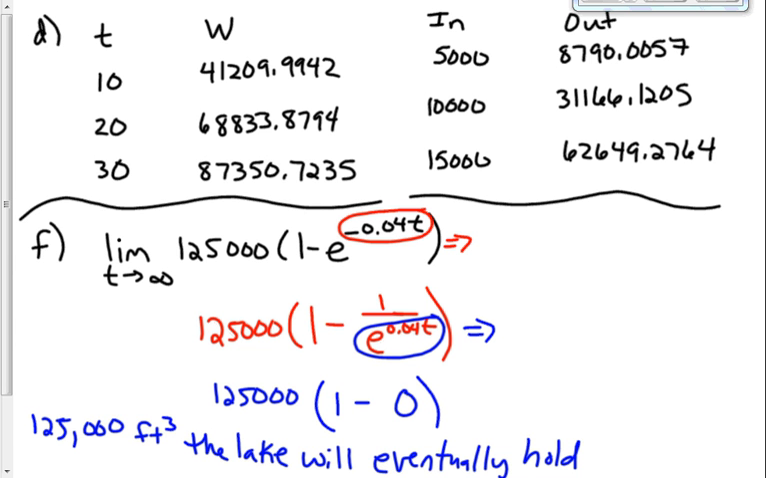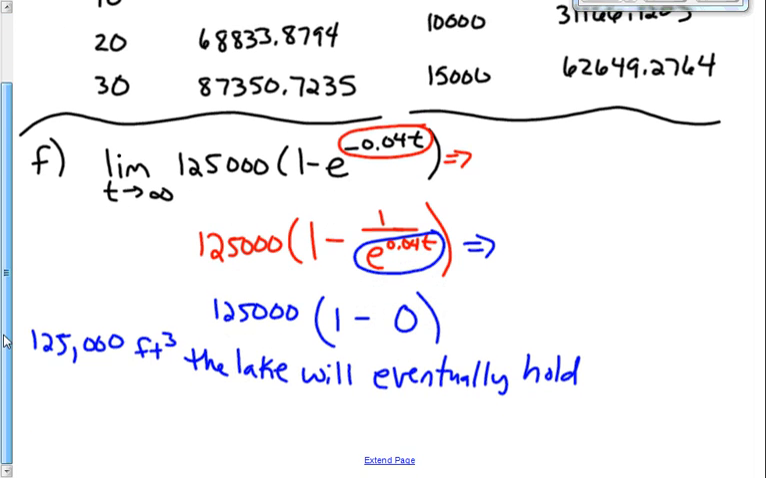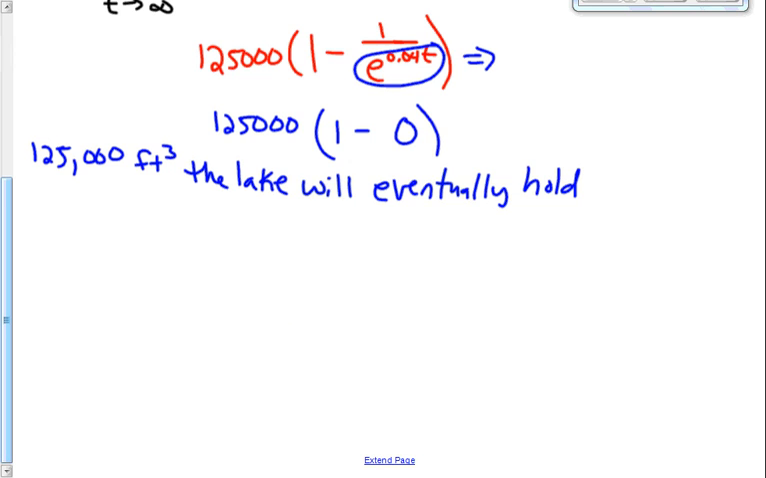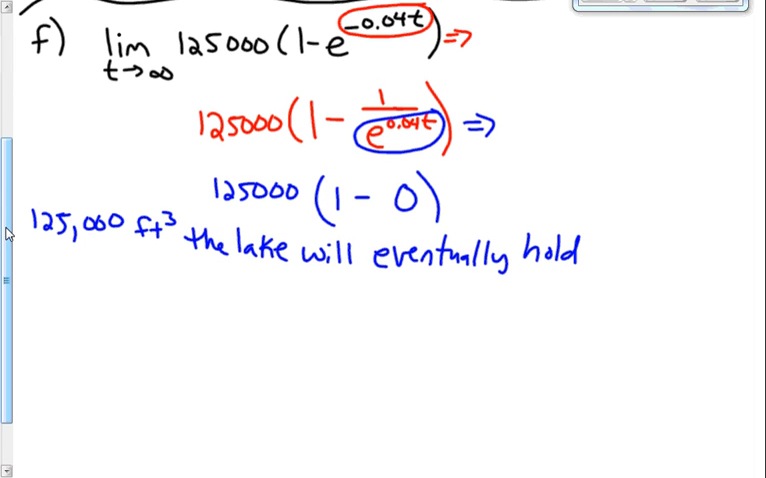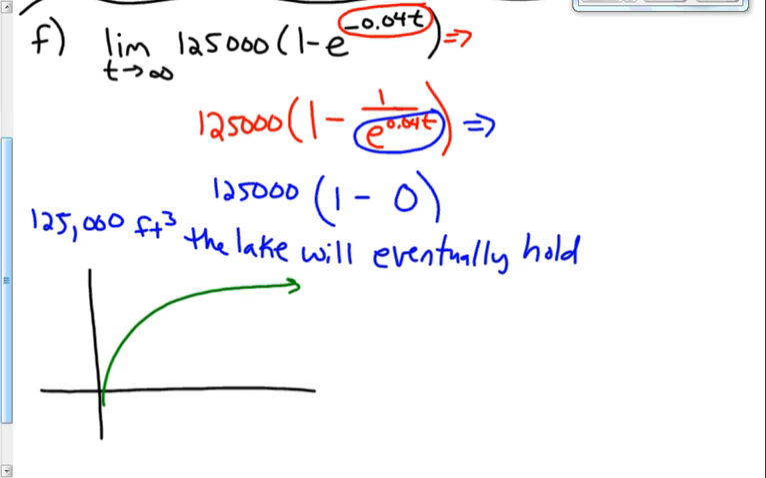Moving on to G, I'm not going to go back, but G says we're trying to draw a graph of this. So by drawing a graph of this, it says we need to clearly show the asymptote. I've got this function, it's an exponential, it's upside down, it's going to go like this, and my asymptote here is what my y value is trying to eventually be, and this asymptote is 125,000.